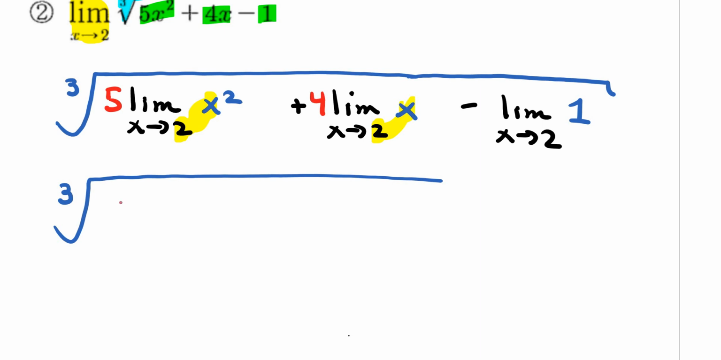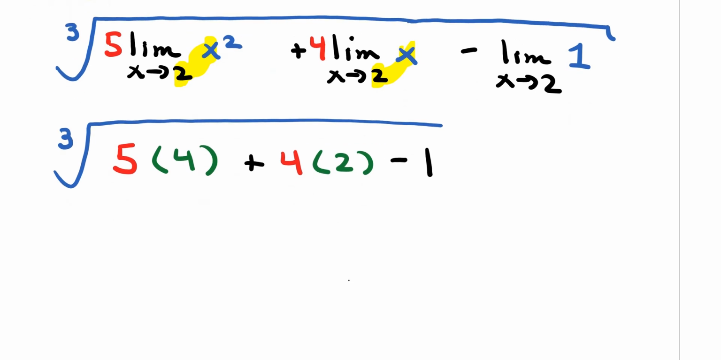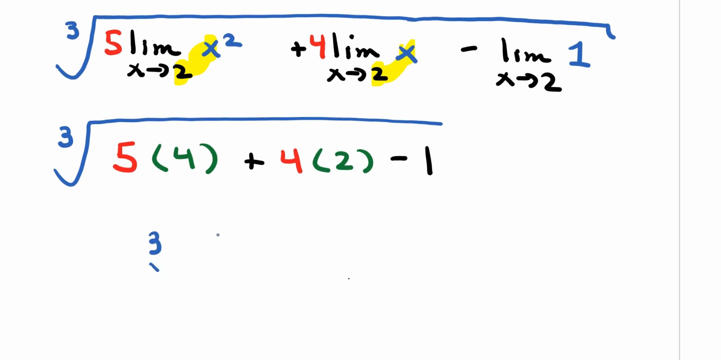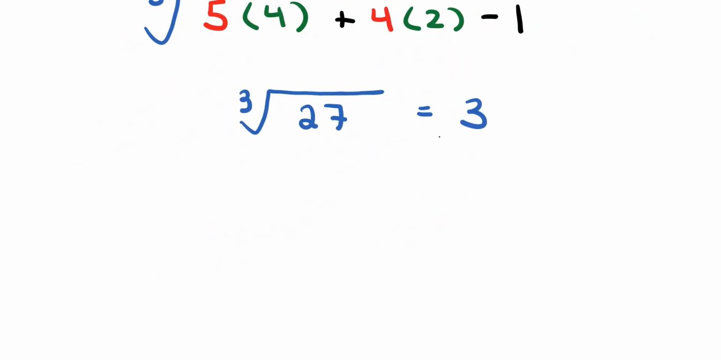Now we have 5 times 2 squared, and 2 squared is going to be 4, plus 4 times 2, if I substitute 2 for x, and then just subtract the constant at the very end. If we do the math here, we get 20 plus 8, which is 28, minus 1, which is 27. And the cube root of 27 is going to be 3. All right, so there are a few of these limit property questions to start off the homework video guide.